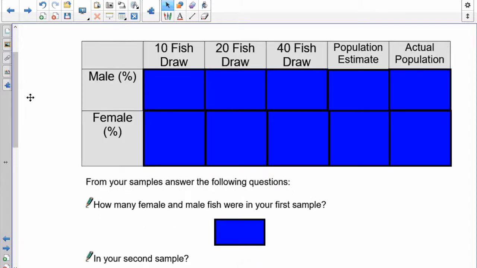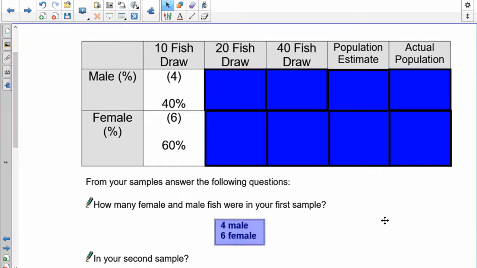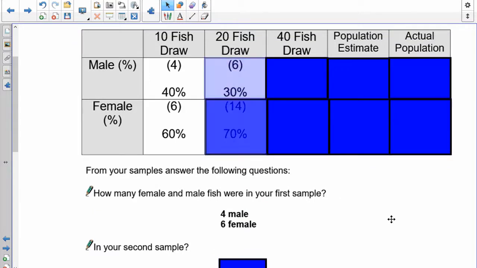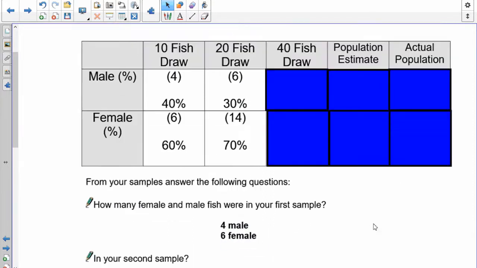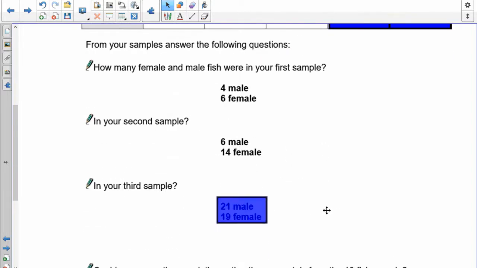So when I did it for the 10, this is what I received. When I drew 10, 4 of them were male and 6 were female. So there was my first sample, 4 male, 6 female. When I went to the second sample, the 20s, I ended up getting 6 male and 14 female. Now the 40 fish one, the largest one, I ended up getting 21 male and 19 female.